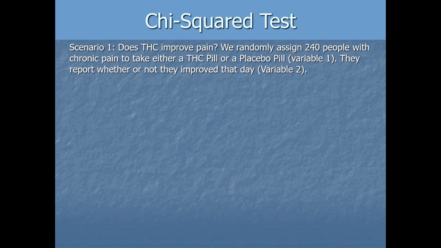That's our first variable, an independent variable that we control, but this could have just as easily been some pre-existing variable that we just measured about people. Then, in this case, we're also going to report for everyone whether or not they improved in pain that day. So we'll say that's our second variable. The question is, is the THC group more likely to report an answer of yes, I improved, than the placebo group?